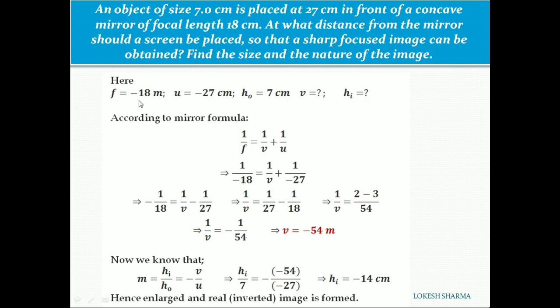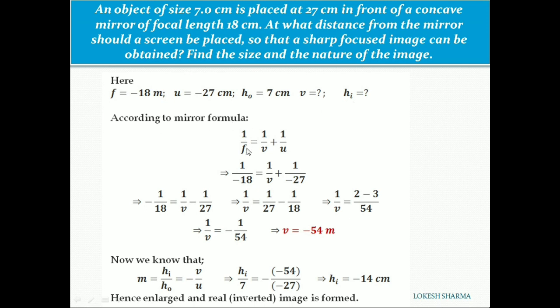Here the focal length is minus 18 cm. It is wrong. As we all know that focus of the concave mirror is towards left of its pole. Again the object distance is minus 27 cm, as object distance is always negative. Height of the object is 7 cm. We have to find out the image distance and the size of the image.